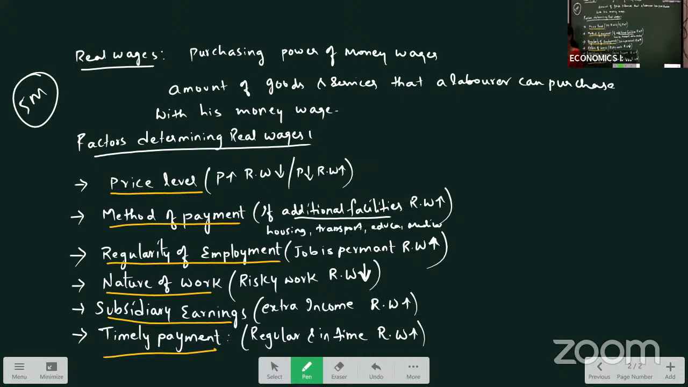Okay, so after real wages in this chapter, we have a few important questions. We will study about them. VSAQs now. Once we complete these VSAQs, this chapter will be completed. So now your VSAQ questions. The first concept is rent.